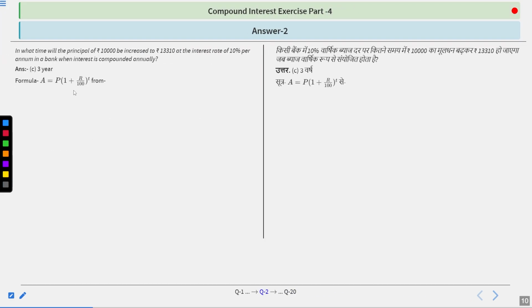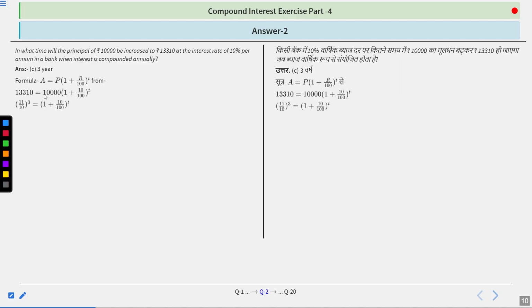So using the formula A equal to P into 1 plus R upon 100 power T, we get 13,310 is equal to P, which is 10,000, into 1 plus rate, which is 10 upon 100, power T. T we have to find.